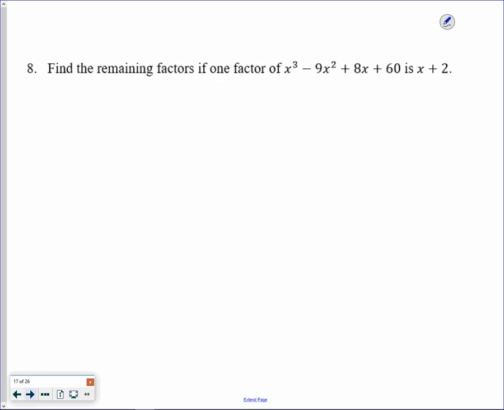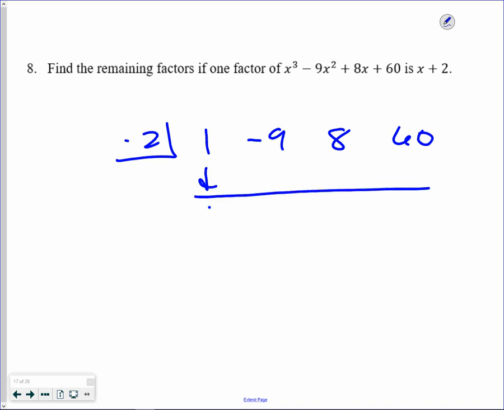Find the remaining factors. So I'm telling you that this is a factor. So I'm going to divide so that I can get down to something that is factorable. -11. Now the remainder should be, if I do this right, 0, and it is.